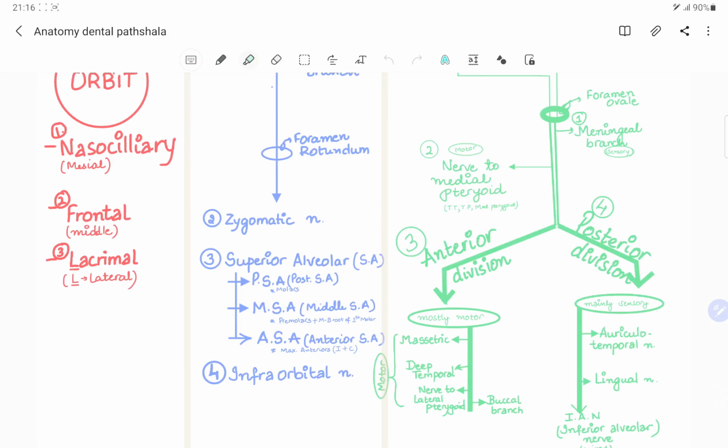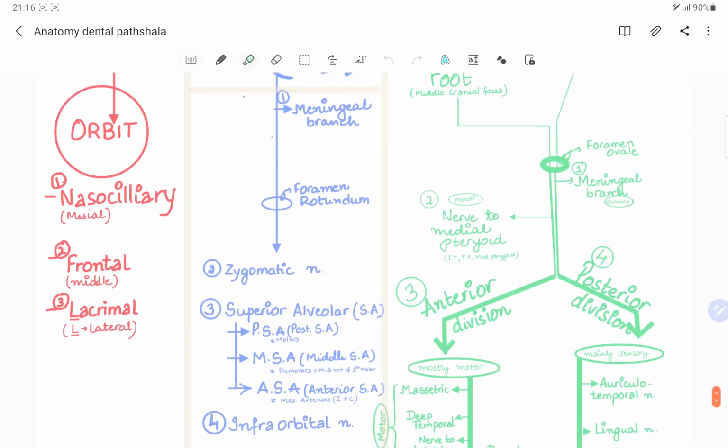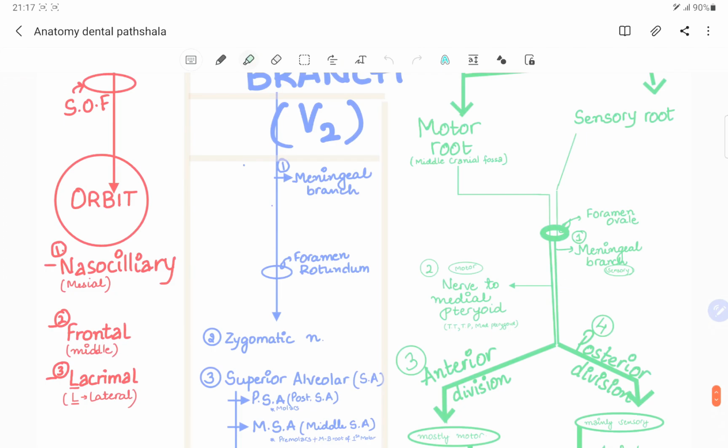So the anterior division supplies all the muscles of mastication, which includes the masseteric, the deep temporal, and the nerve to lateral pterygoid. If you remember, the nerve to medial pterygoid, which supplies the medial pterygoid muscle, which is a muscle of mastication, is again from the undivided root of the mandibular branch of the trigeminal nerve.